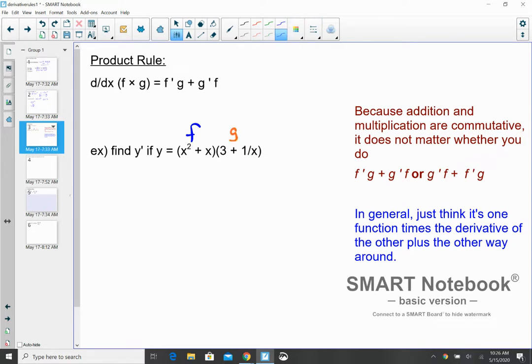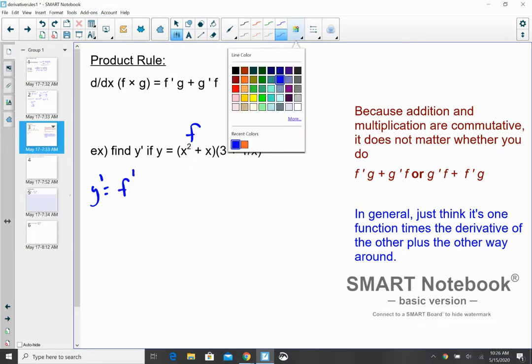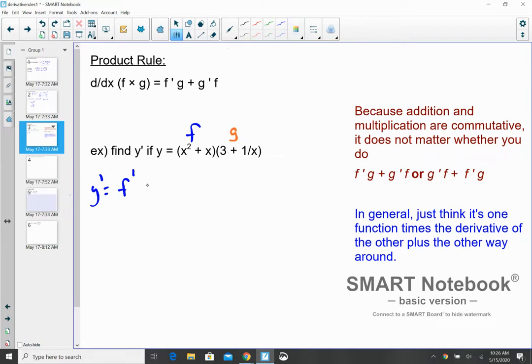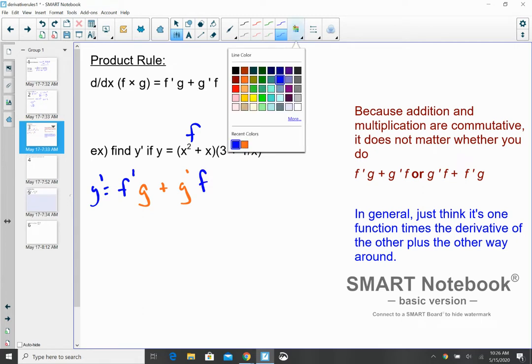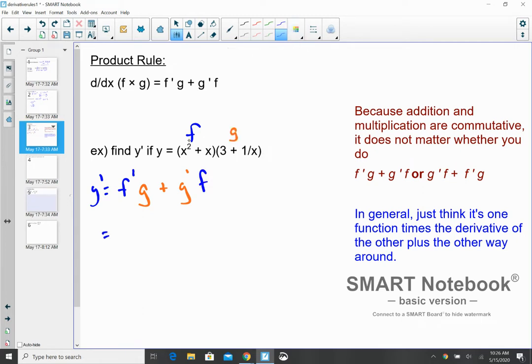So then y prime is going to equal f prime. So f prime, actually I'm going to write it out real quick here. f prime, just for notation purposes this time. Plus g prime, and we swap back to blue. All right, now, I'm in the right spot. I want to be blue. f prime is the derivative of this guy. So that would be 2x plus 1.